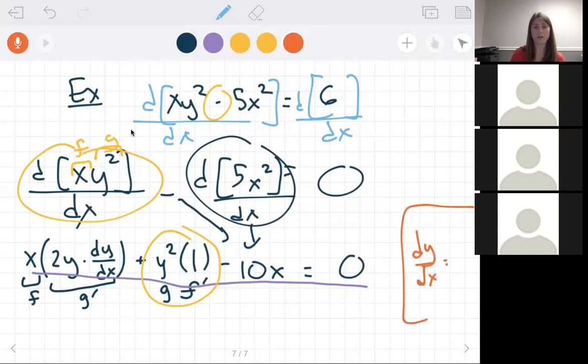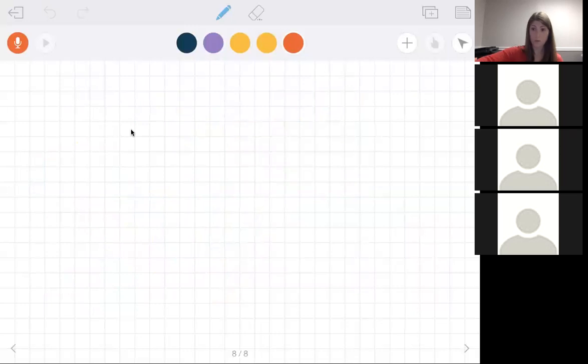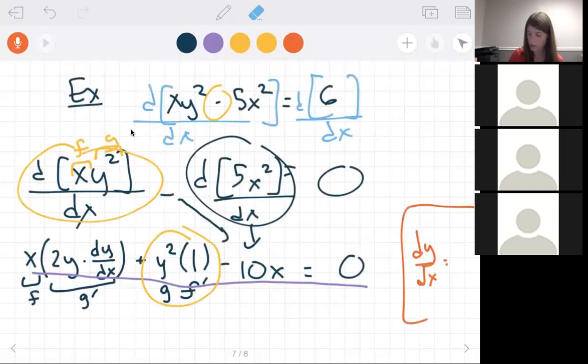So here's what I want you guys to do. I want you to take a minute and clean this up. See if you can solve for your dy dx in this case. Simplify as much as you can, and then we'll go through it together. So I'm going to give you about a minute to do that, and then we'll continue. I'm just going to rewrite our problem so it's at the front. I'll give you another minute to make sure you're done with that part.